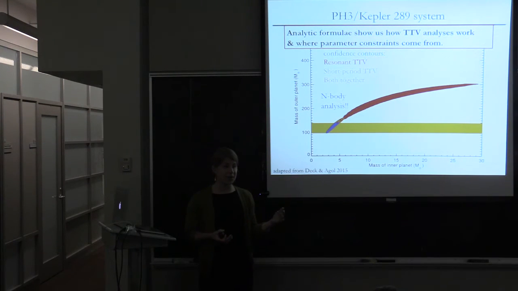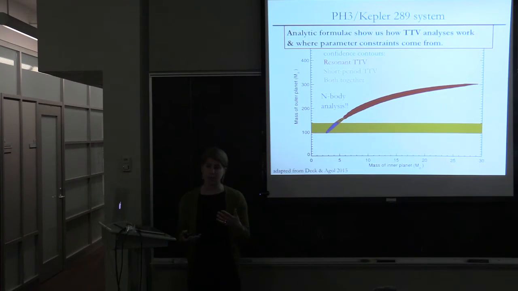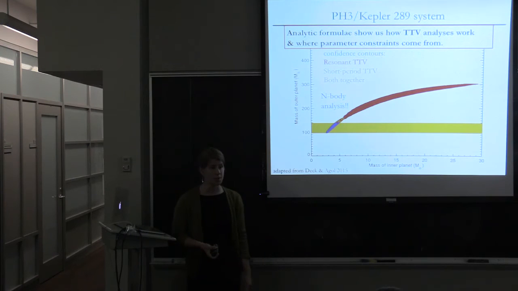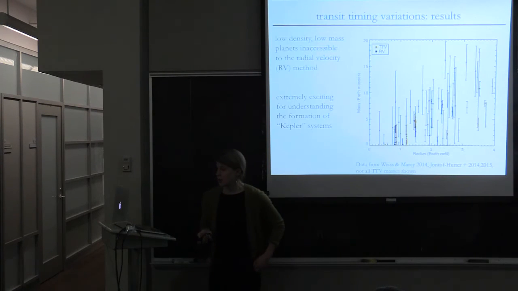So this is very useful because this addresses that challenge that I mentioned at the very beginning, which is that n-body integration is like a black box. We don't know where these parameter constraints come from. But when you have an analytic formula, you immediately learn what aspect of the transit time variation is giving you your mass measurement, for example. So here are some results.